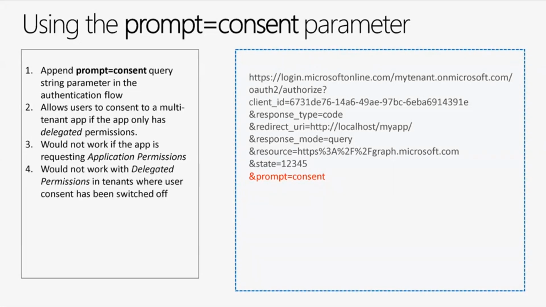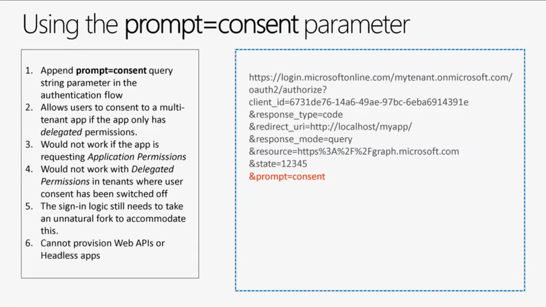a tenant. Similarly, in some of the corporate tenants or big enterprise tenants, user consent itself is switched off, which basically means that the users cannot consent for delegated permissions either. In those tenants, this option will not work either. We don't necessarily recommend it because your sign-in logic code has to take an unnatural fork to accommodate this extra parameter. How do you tell the users to click sign in and create a service principal or sign into my app? So it is available to you, but I would suggest you use some better options.